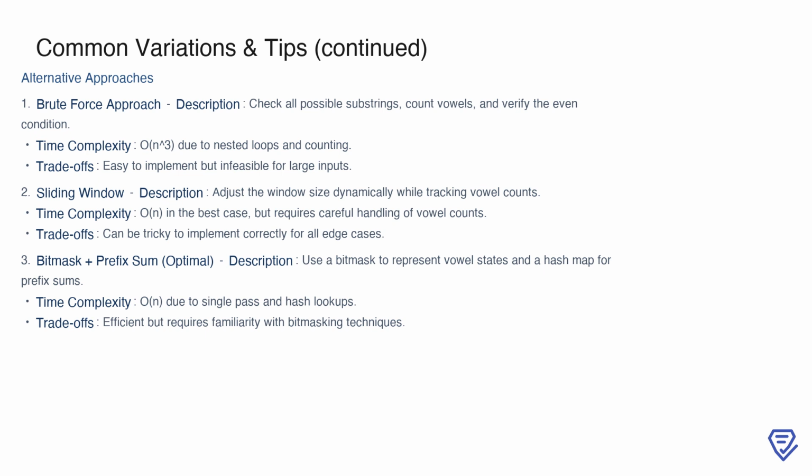The most efficient approach is the bit mask combined with prefix sums. Here, you represent the state of vowels using a bit mask and use a hash map to store prefix sums for quick lookups. This method runs in O(n) time and is space efficient, but it does require familiarity with bit masking techniques to implement correctly. Each approach has its trade-offs, so choosing the right one depends on the problem's constraints and your comfort level with these techniques.